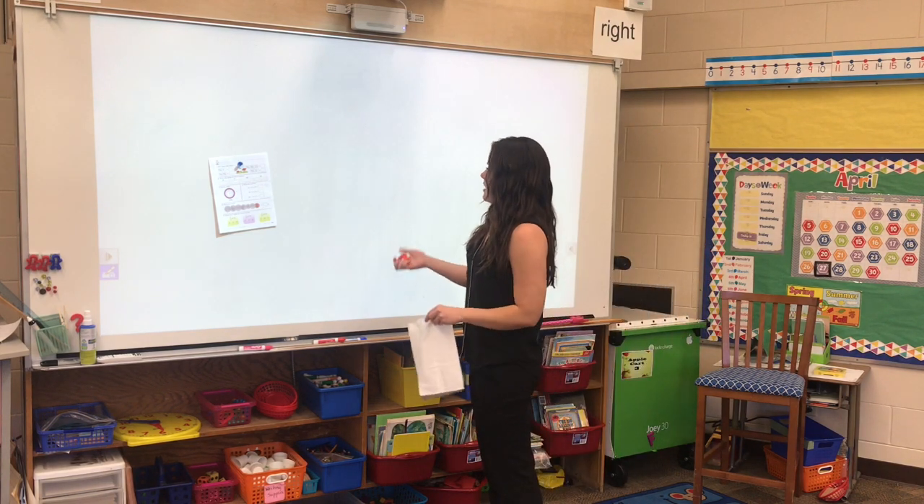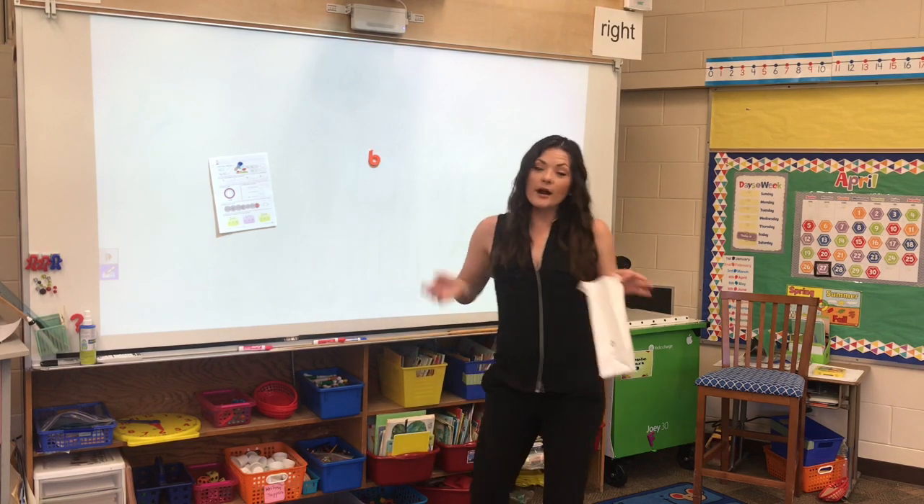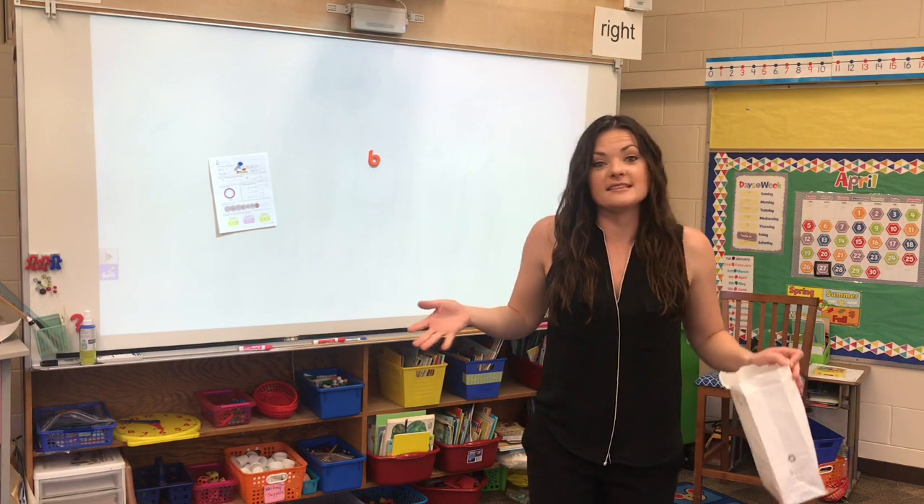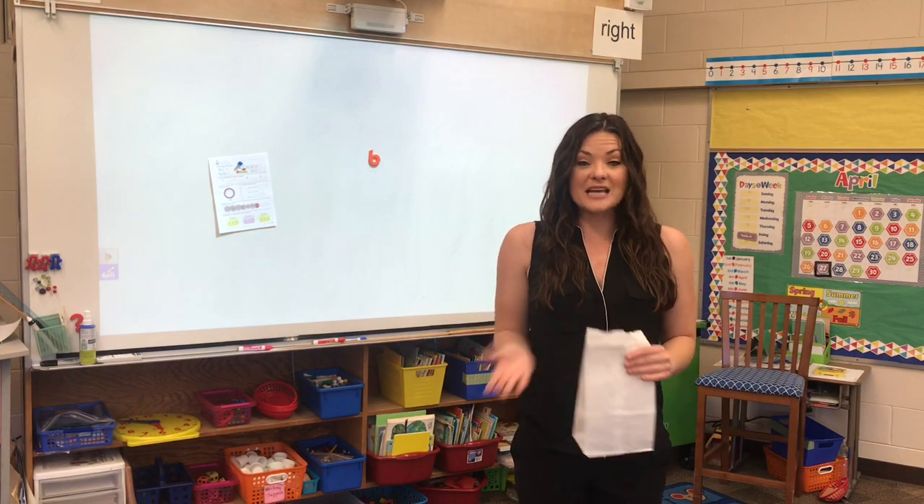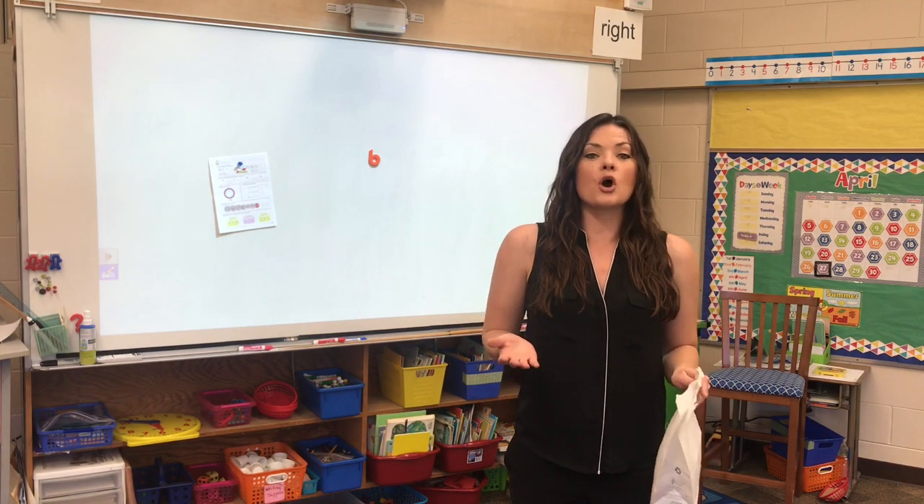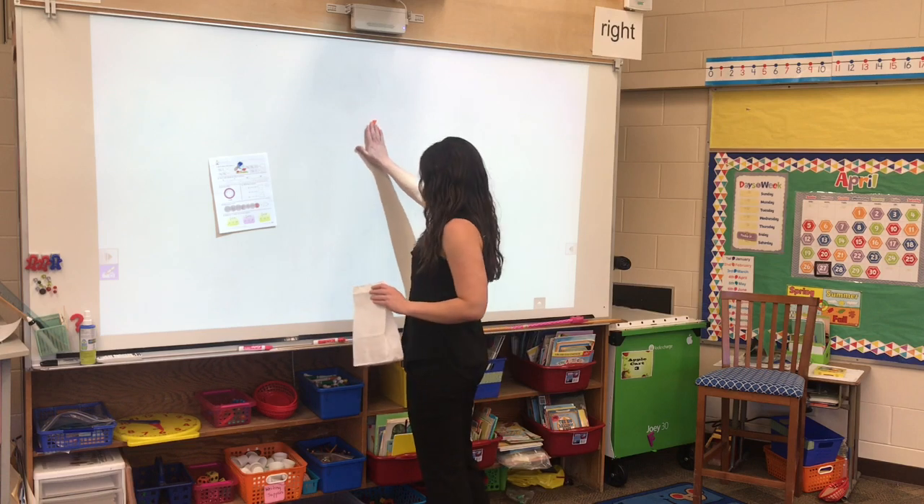Let's start off with the number 6. Today, we're going to be talking about tally marks. We talked a little bit yesterday about them, but we're going to review today. A tally mark is a way to show an amount of a number. So I have the number 6 up here.